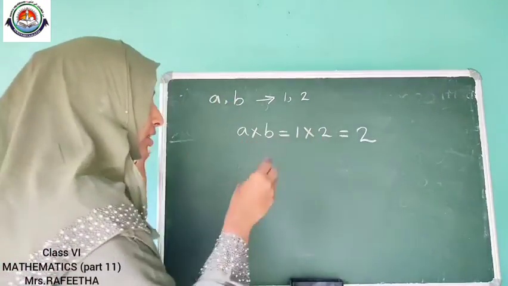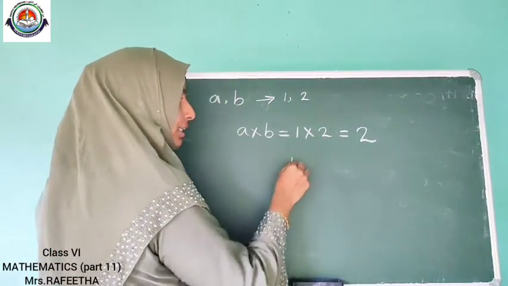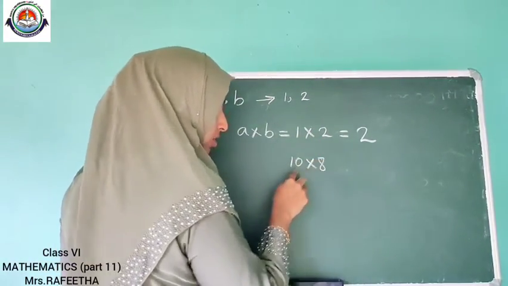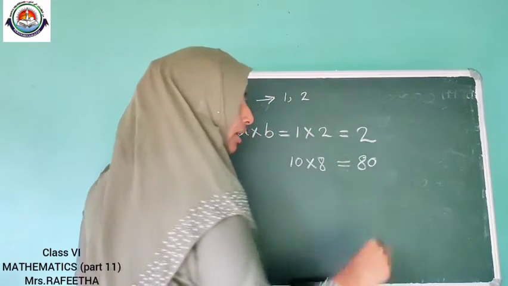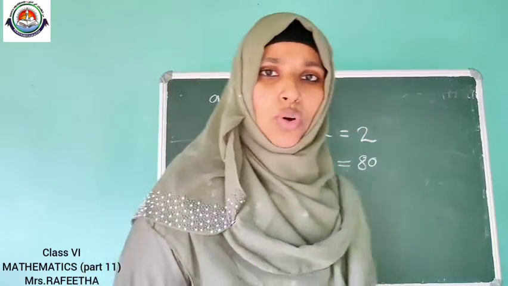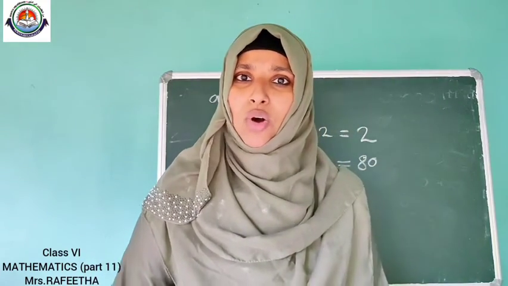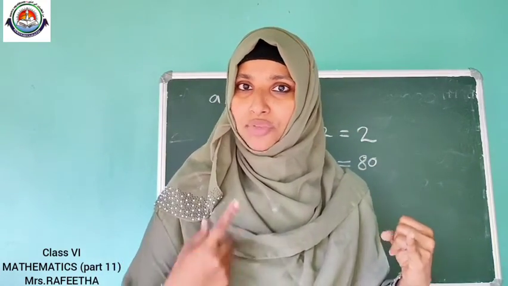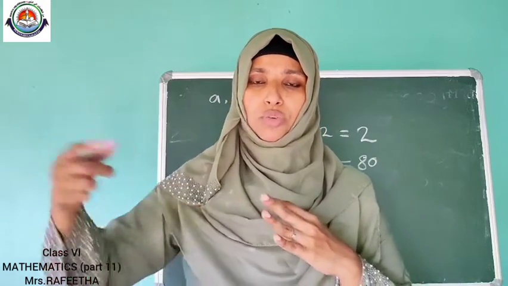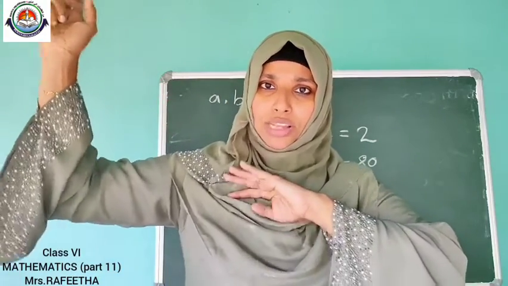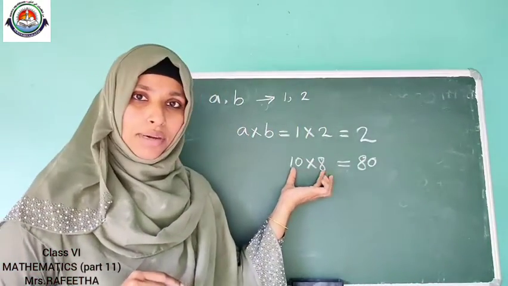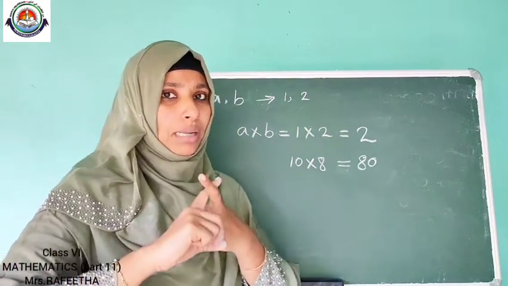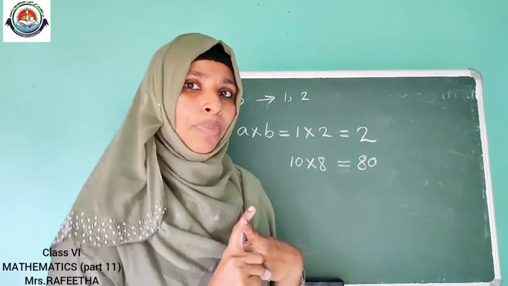Okay, so we can take other cases also. 10 into 8. 10 is a whole number, 8 is a whole number. 10 into 8, what? 80. 80 is also a whole number. Students, you know what we mean by whole numbers? Whole numbers are the numbers starting from 0: 0, 1, 2, 3, 4, 5, 6, and so on to infinity. These are all whole numbers. So if two numbers are whole numbers and we multiply them, the result will also be a whole number.